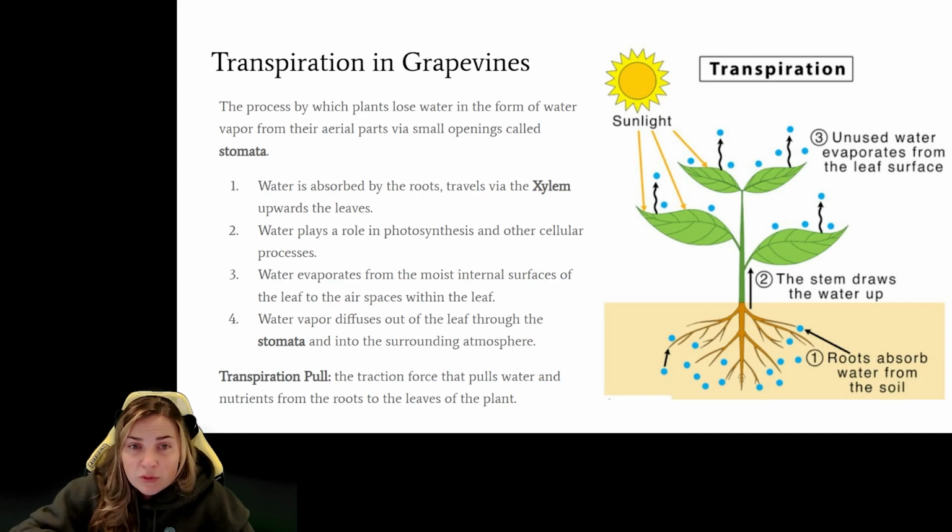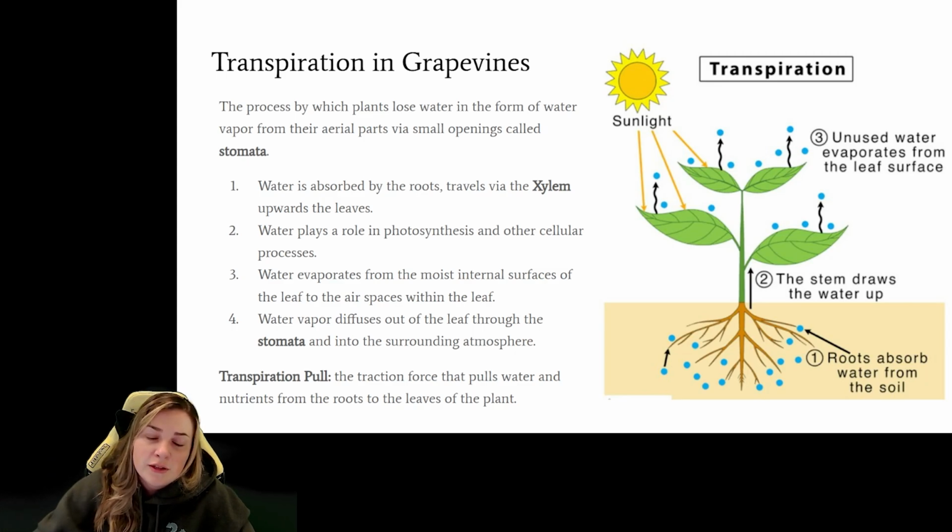So water is absorbed by the roots, travels through the xylem, upwards towards the leaves. Water plays a role in photosynthesis and other cellular processes. Water evaporates from the moist internal surfaces of the leaf to the air spaces within the leaf, and then water vapor diffuses out through the stomata, right? And the reason that the stomata are open is because they're taking in gas for photosynthesis, right? Cool.